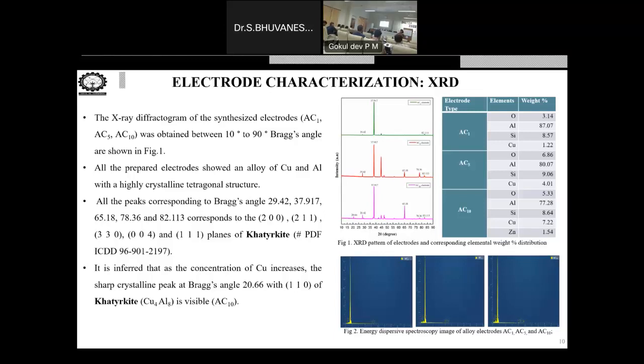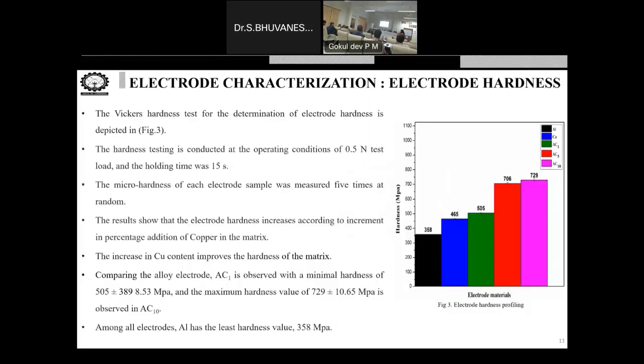Is it okay? Is it clear for you? Would Rahul like to explain more? No. Okay. After that we can discuss. If any doubts, we can discuss. Now coming to electrode hardness.